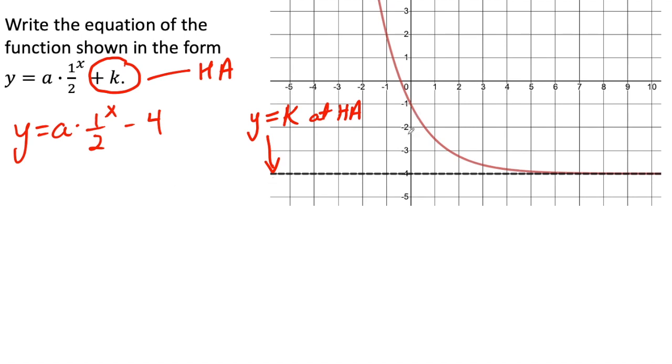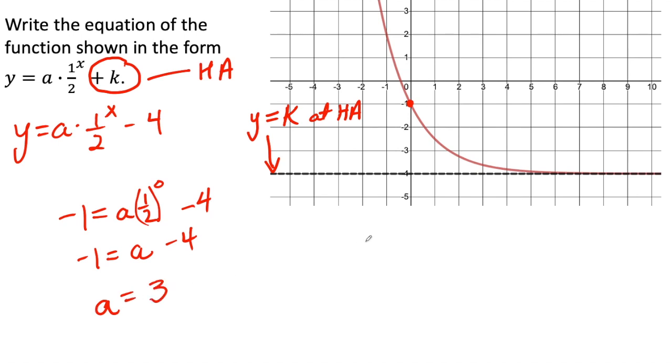To find a, we're going to plug in another point. So I'm going to use the point 0, -1. So -1 is equal to a times 1/2 to the 0. We already know the k value is minus 4. Well, 1/2 to the 0 is 1. Adding 4 to both sides, we get 3. And so I know my a value now. So y equals 3 times 1/2 to the x, minus 4.